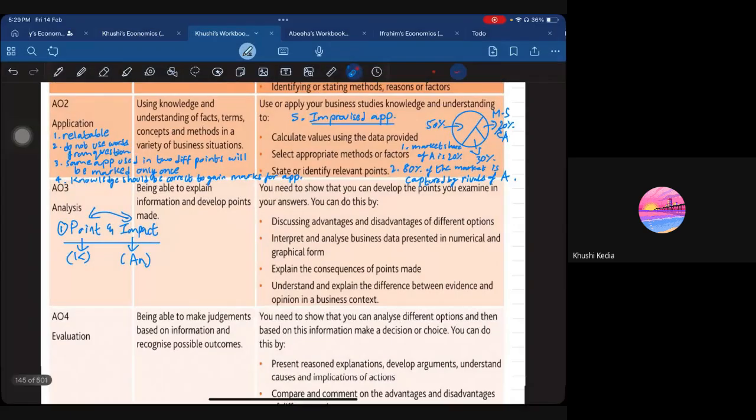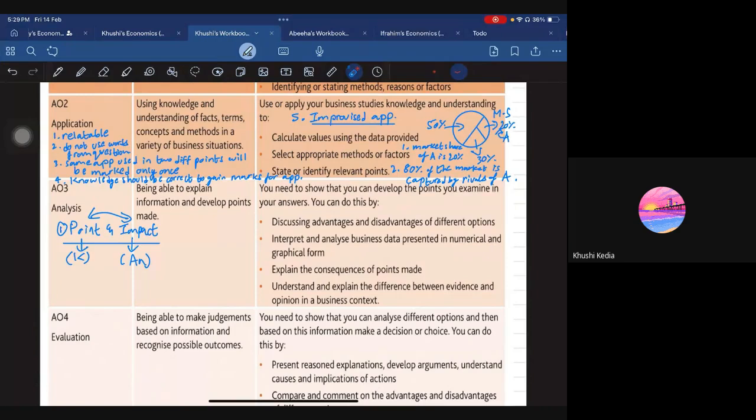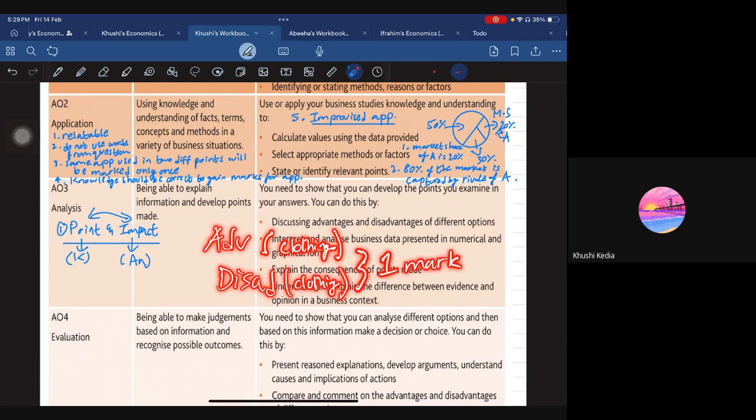Then the third thing that we discussed was that the same application, if you are using it in two different points, will be considered only once. So in an advantage you wrote the same application, and in a disadvantage you wrote the same application. It will be considered only once. Let's suppose the business was about clothing, so you put an application of clothing here in the advantage and then in the disadvantage as well. He is going to give you only 1 mark, not two.